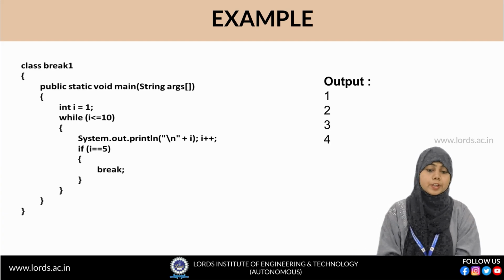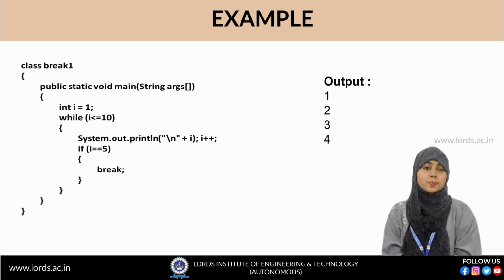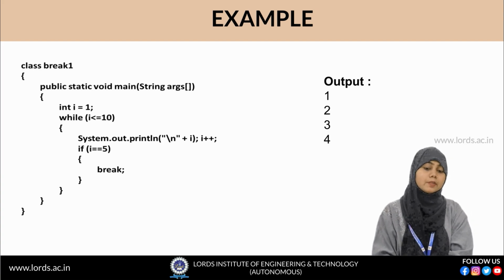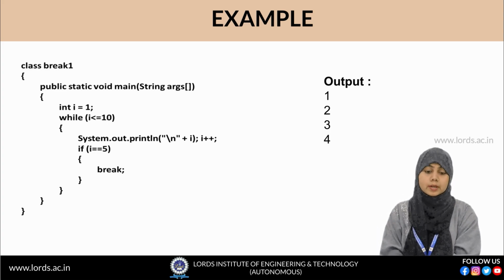See here, I am writing a class. My user defined class name is break1, and inside that we are writing the main method. I am writing int i equals 1, and then while i less than or equals to 10. Suppose i less than or equals to 10 is my condition, and inside that I'm printing the i value and incrementing it. What would be the output if we are writing just a while loop? The i value would be printed from 1 to 10, isn't it?